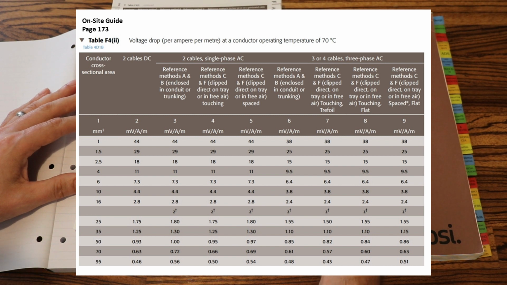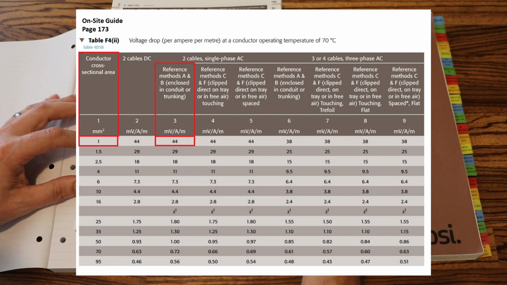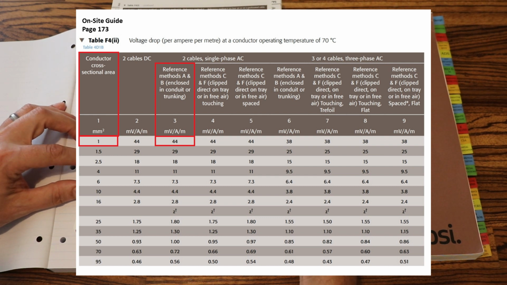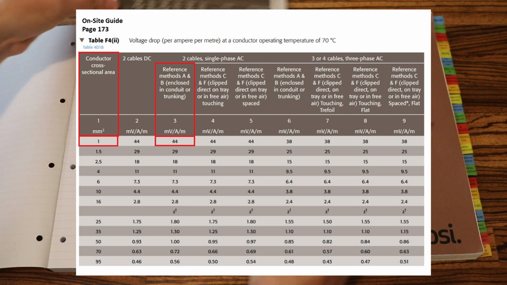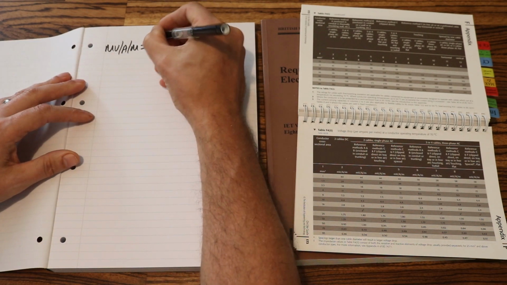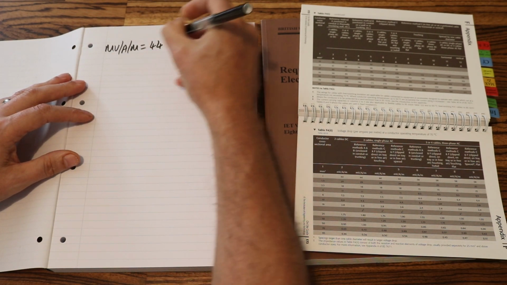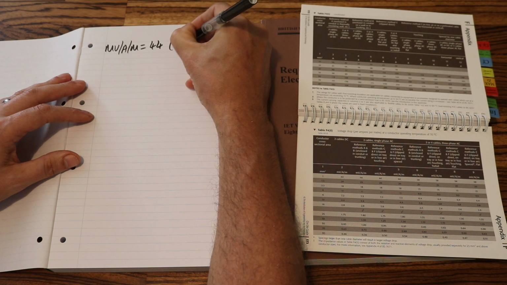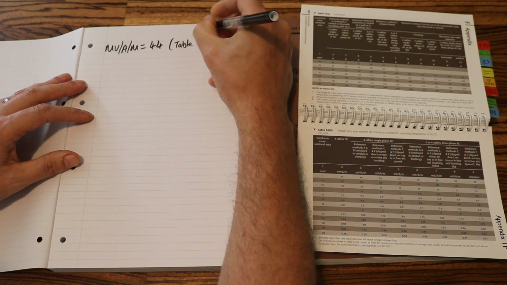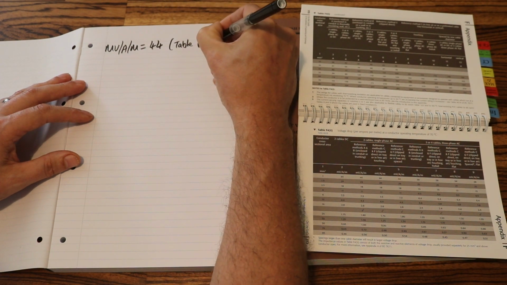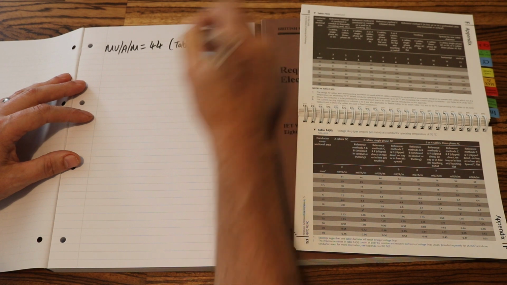And our reference method, we were reference method B. So that is column 3. You see reference methods A and B, enclosed in conduit or in trunking, reference method B. And we had 1mm cable. So our MVAM is 44. Let's jot that down. MVAM 44. Table F4II.